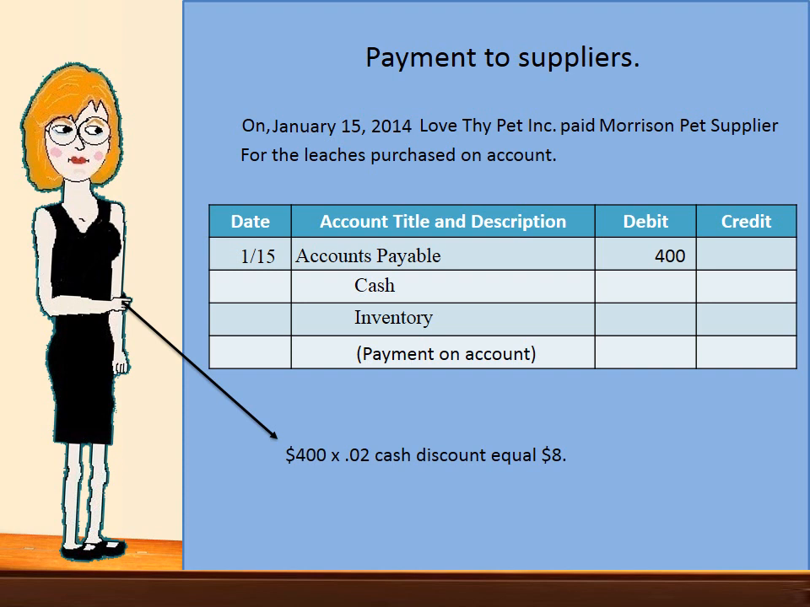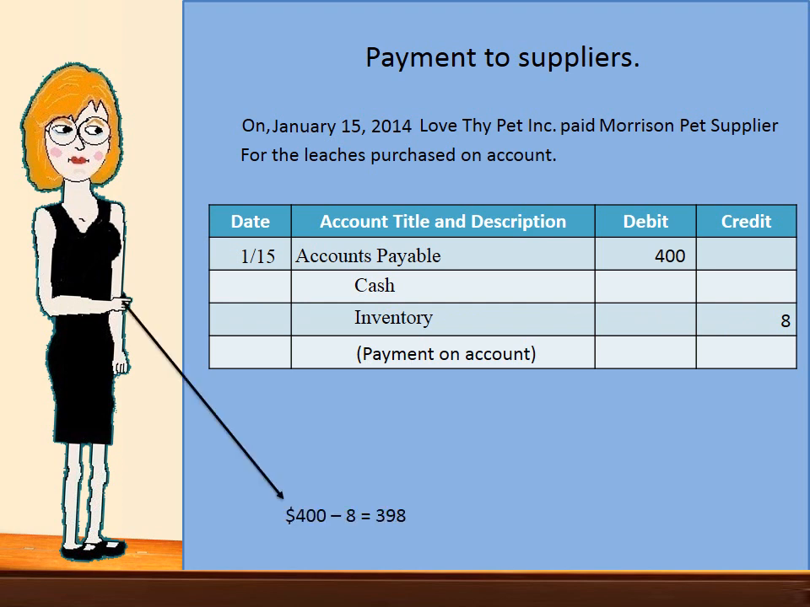Now, we will calculate a 2% cash discount on that $400. Note that we cannot do a discount on any merchandise returned. So, we will do 400 times the 2%, which will equal an $8 discount. This will be credited to inventory because it reduces the cost of our inventory.